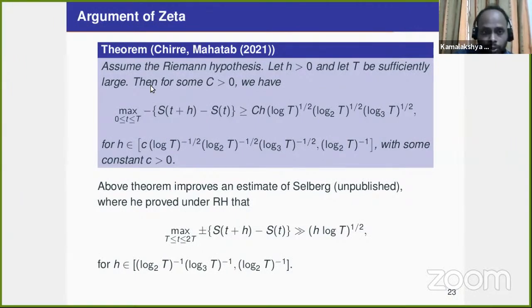It proves a large value of S(t+h) minus S(t), so this is the difference of S of t over a very small interval, with sign minus, and we prove that it has this lower bound. But we could prove this result in a very narrow interval like this. This improves Selberg's result. However, Selberg's result is true in a much larger interval.